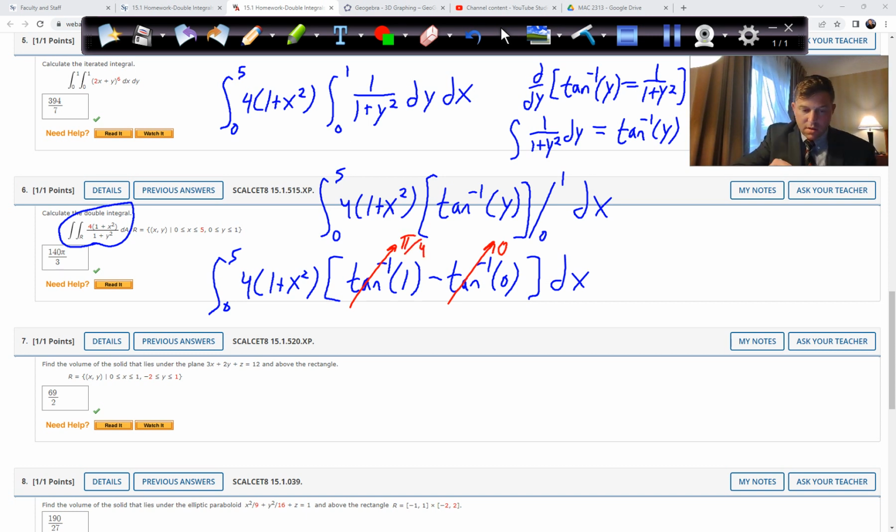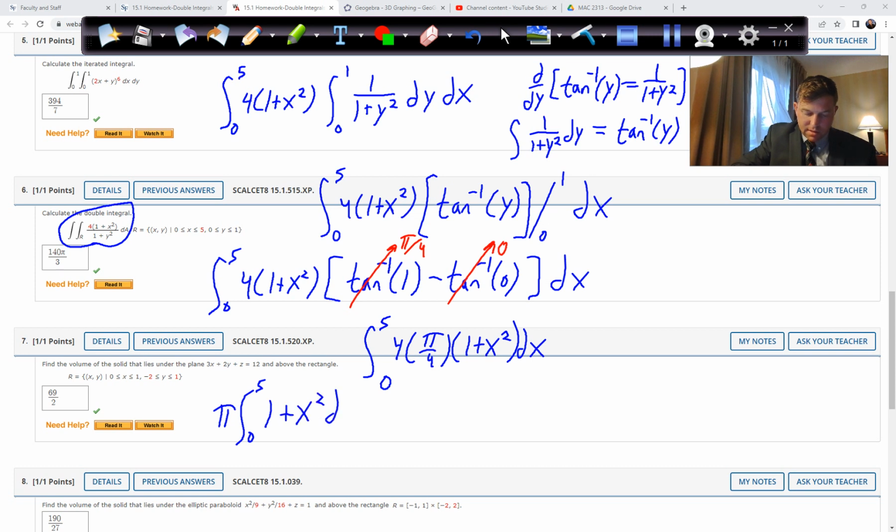So that whole antiderivative would just simplify to pi over 4, but it's times 4, so we're going to get the antiderivative of 4 times pi over 4 times 1 plus x squared dx, and that's from 0 to 5. This 4 and 4 will cancel. Pi is a constant, can come out of the antiderivative. So we have 0 to 5, 1 plus x squared dx.